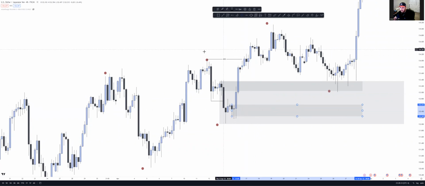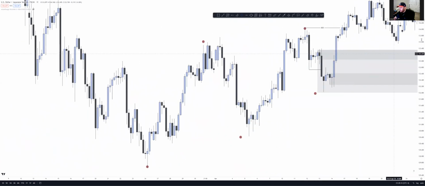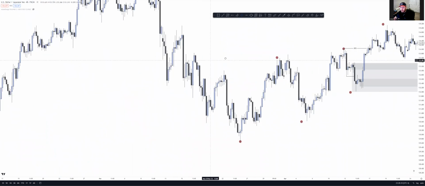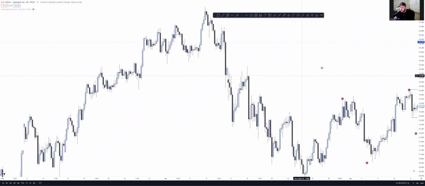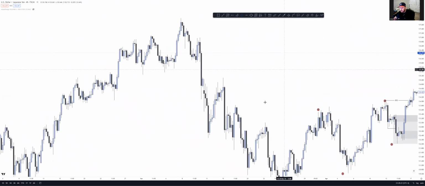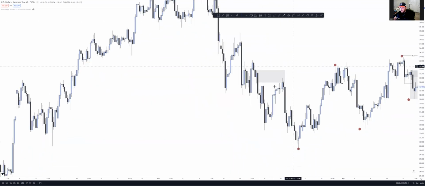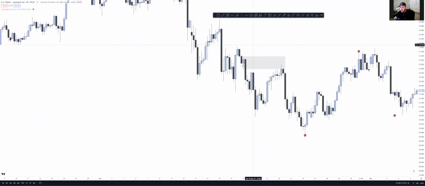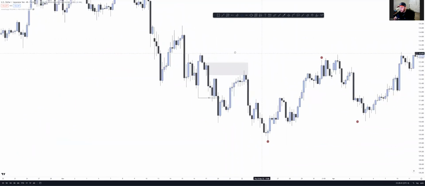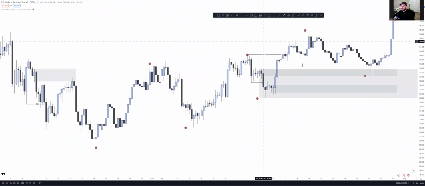So for example, we have this area of supply right here, because this was the last bullish candle before the bearish move that caused this break to the downside. Gotcha. Yeah, I get it.